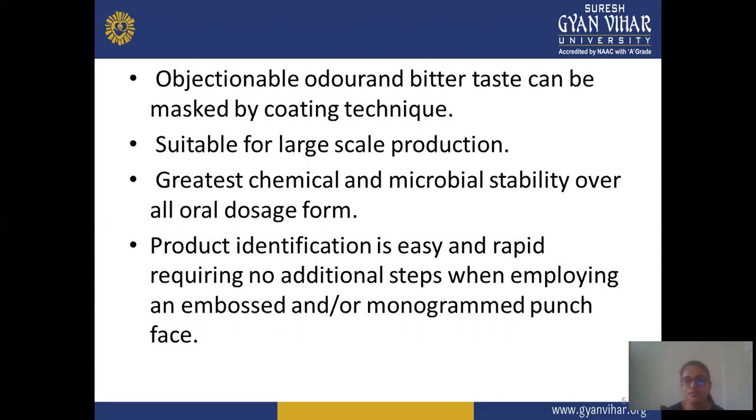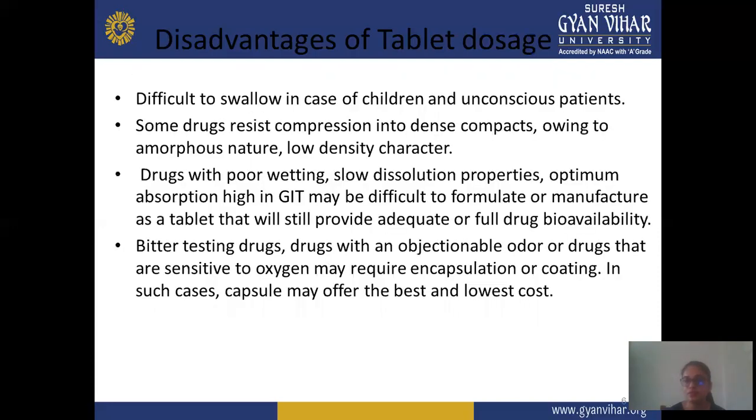And next is product identification is easy, rapid, and requires no additional step when employing embossed and monogrammed punch faces. You can also add certain additional excipients, and the identification test or the evaluation test is also easy. Anybody can perform this test, or you can perform it at lab scale also. Overall, tablets are the best oral solid dosage form according to economical purpose, ease of administration or manufacturing, as well as stability, compared to any other formulation. Next is disadvantages of the tablet dosage form.